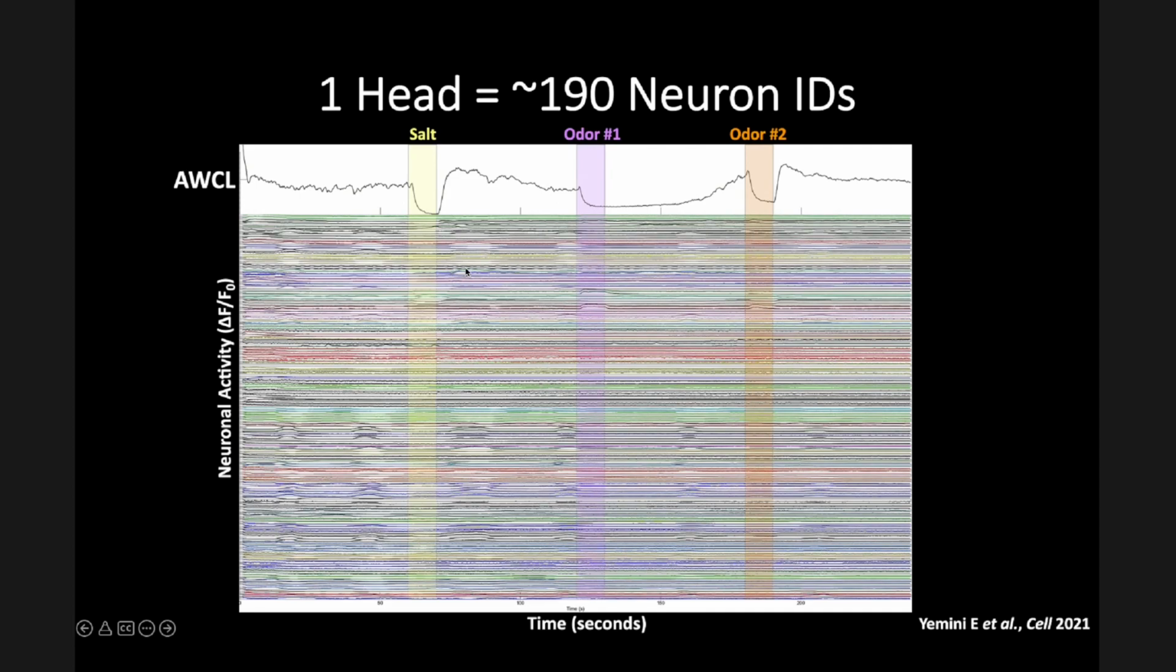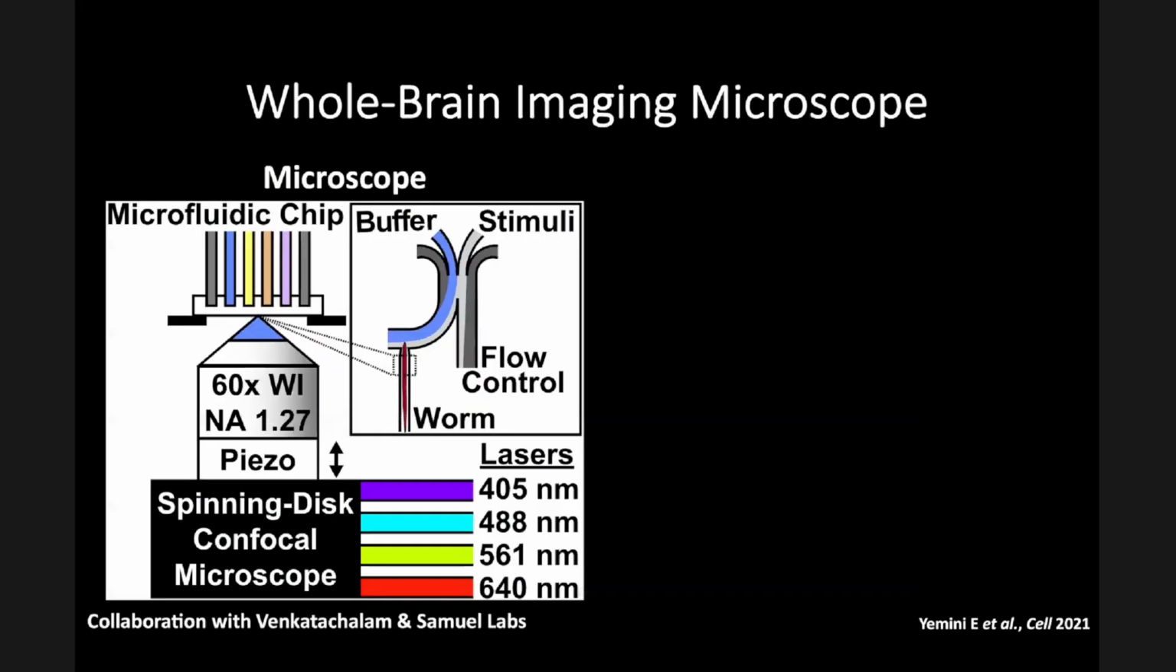And in fact, the work I'm going to show you now, which is possible only because of the NeuroPAL, uses 21 heads and also 21 tails. So multiply this times 21 and you'll get a sense of how much data is going into this.